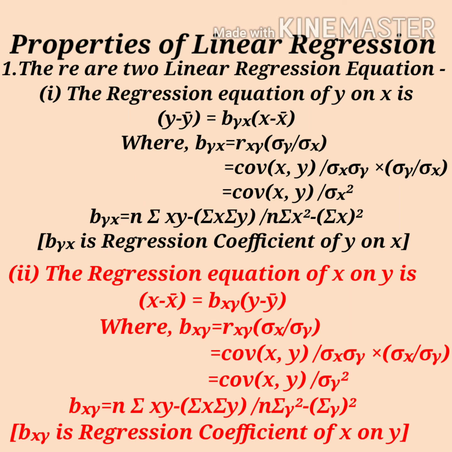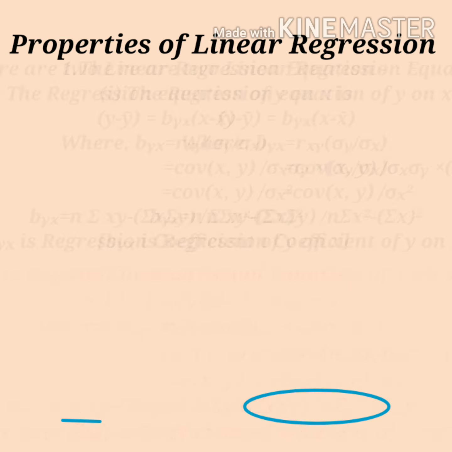And finally, when you write the formula of b_yx or b_xy, in both cases the numerator portion will remain the same. It will be n into summation xy minus summation x into summation y. But the denominator portion is not the same. But you can easily remember these things. When you write b_yx, x comes later, so definitely the denominator portion will be n into summation x square minus summation x whole square. And when you write b_xy, y comes later, so definitely the denominator portion will be n into summation y square minus summation y whole square.